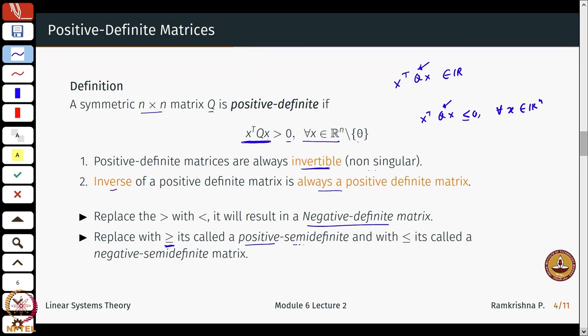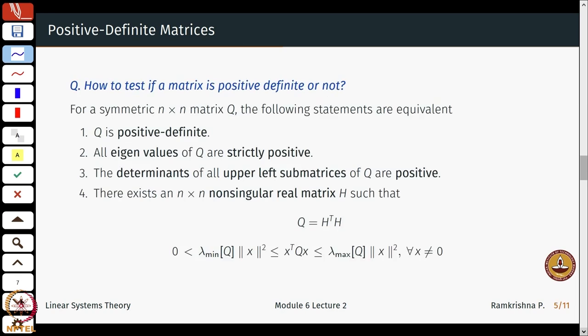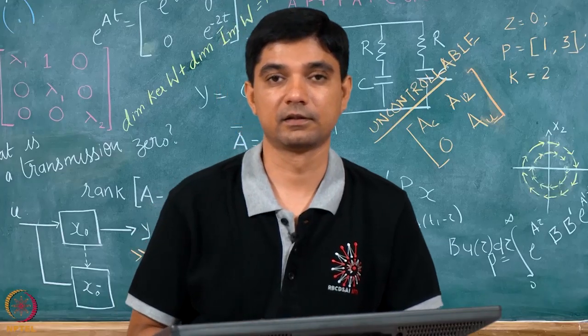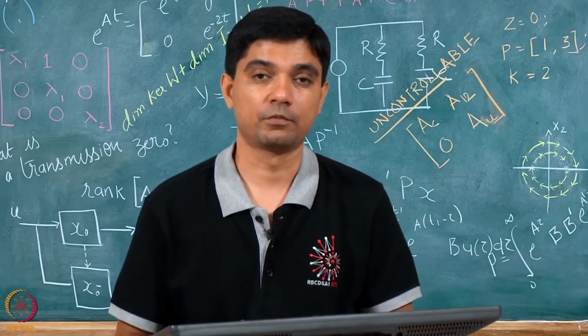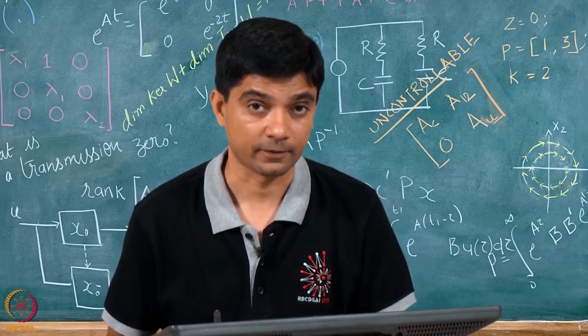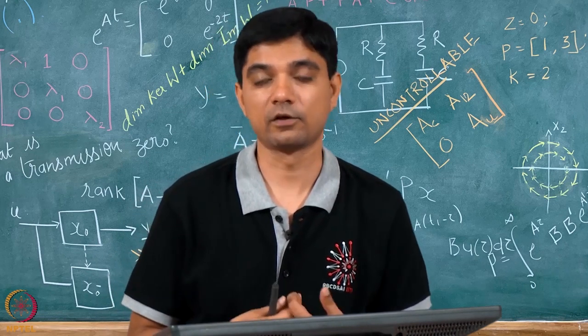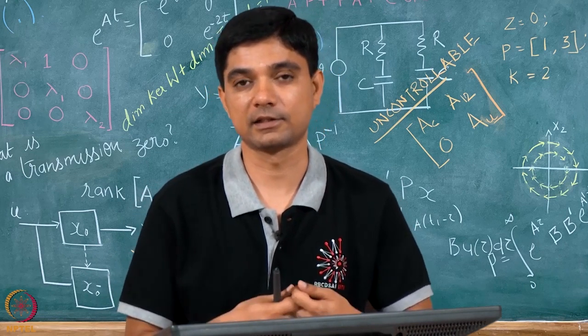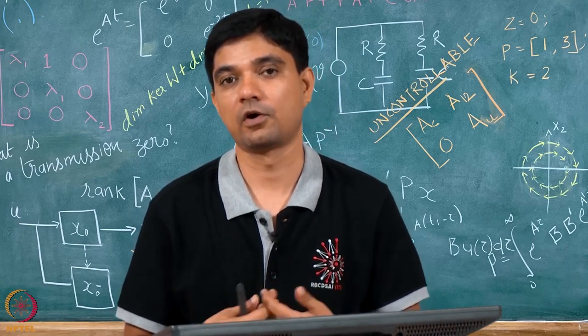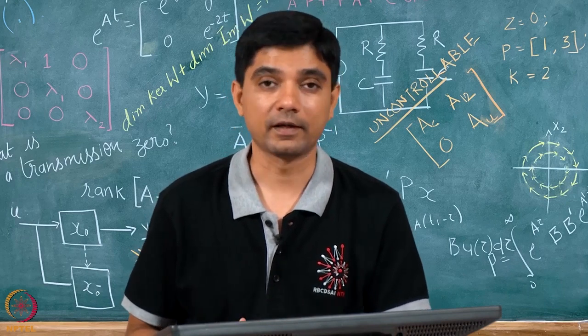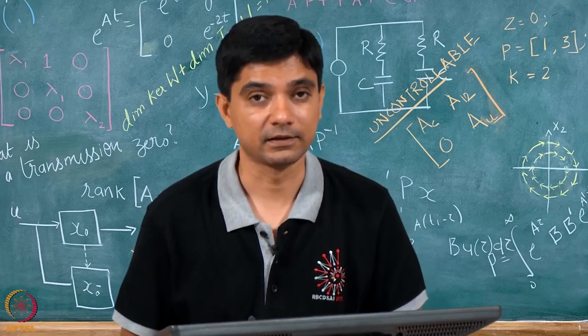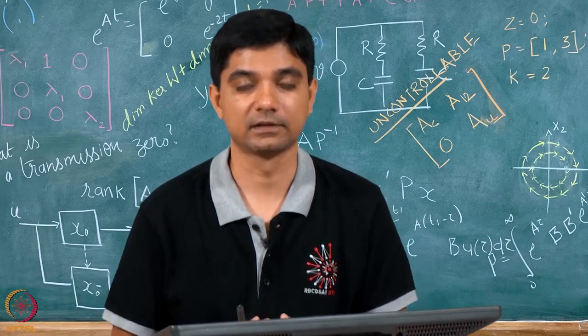Now, how to check computationally if a given Q matrix, a square matrix, is positive definite or not? Okay. I cannot compute x transpose Q x for all x in R^n, that will take me infinitely long, but I will see if there are alternative methods of doing that. So, that is what is in the next slide.